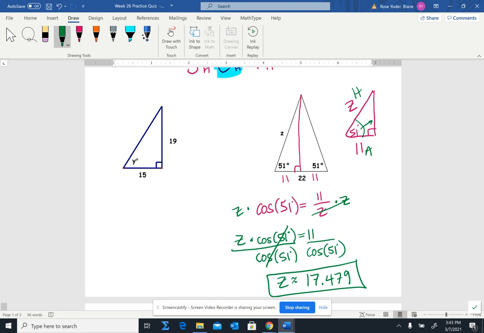So I have a leg of 11. The Z is the hypotenuse. The hypotenuse has to be bigger than 11. So yes, 17.479 makes sense.